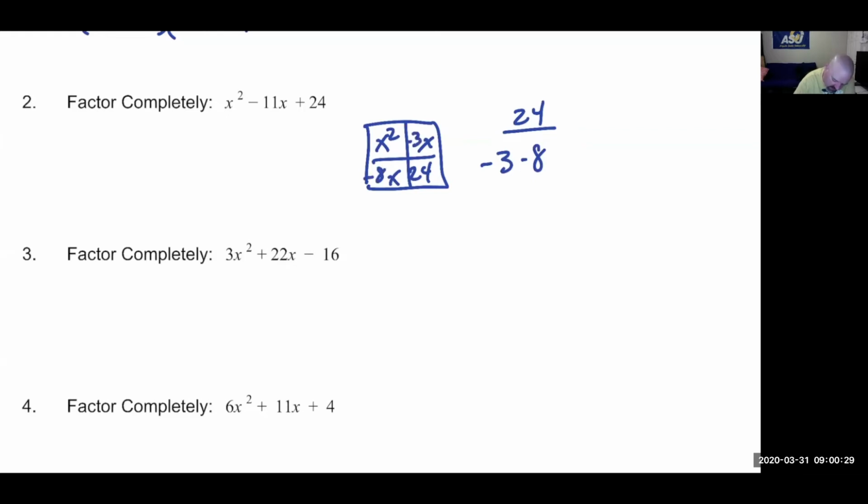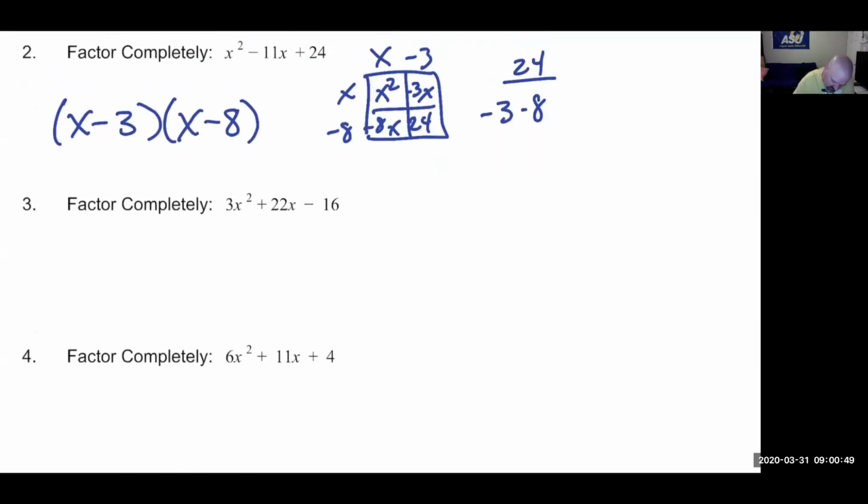Go across the top, I get an x. Across the bottom, I get -8. First column, x. Second column, -3. And remember, the reason that's a negative for each of those is because of the first number I see when I do my GCF. So it's x minus 3 and x minus 8.